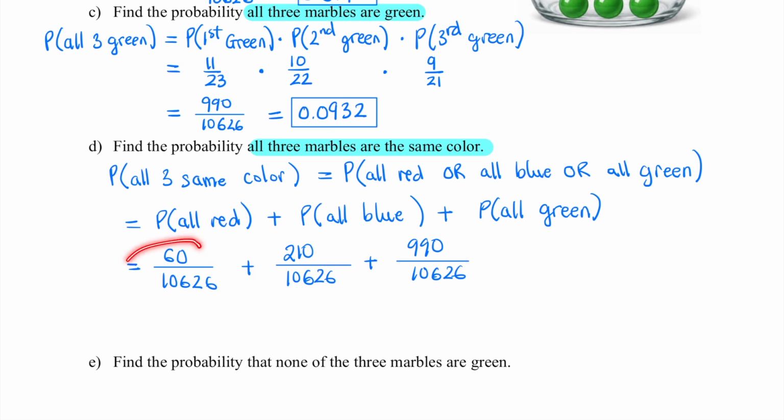Now, I need to add these three fractions. 60 plus 210 plus 990 is 1,260. And 1,260 divided by 10,626 is 0.1186.